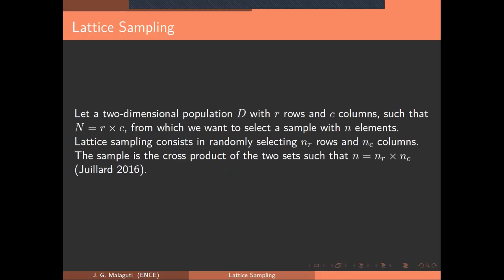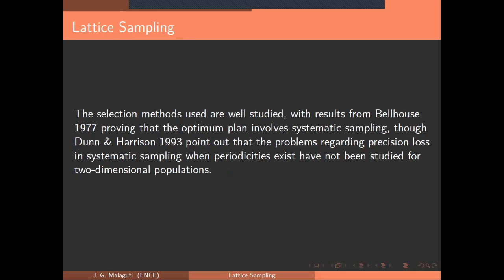What matters is it consists in selecting NR rows and NC columns, and the cross product of which forms our sample. Now, on the selection of these rows and columns, the methods are well studied, and Bellhouse has proved that the optimum plan involves systematic sampling in some manner. However, Dunn and Harrison point out that the problems that systematic sampling presents when periodicities exist in the populations have not been studied for two-dimensional populations.